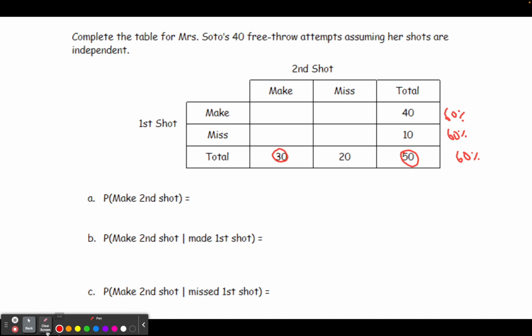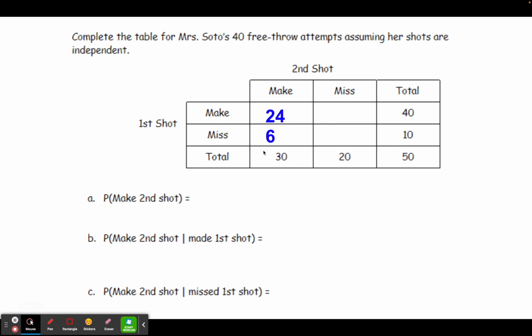Well, 60% of 40, or 0.6 times 40, would mean that I would make 24 shots. And 60% of 10 means that I would make 6 shots. Notice 24 plus 6 does in fact add up to 30. Now I can find the rest of the values by doing some subtraction. That's probably the easiest way to do it.